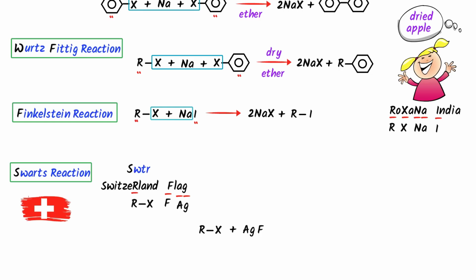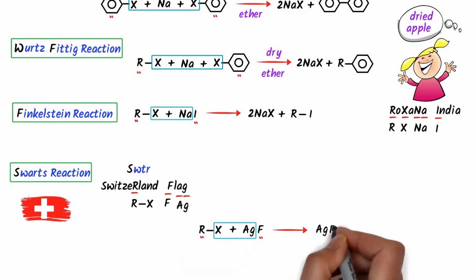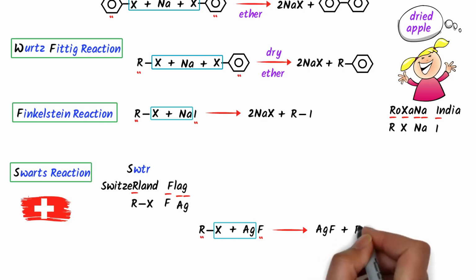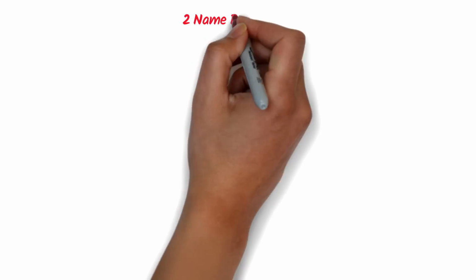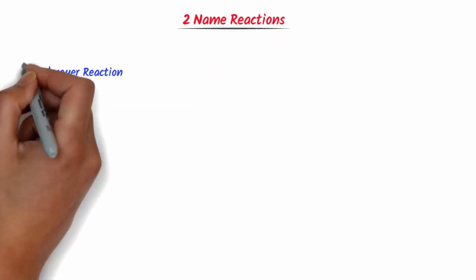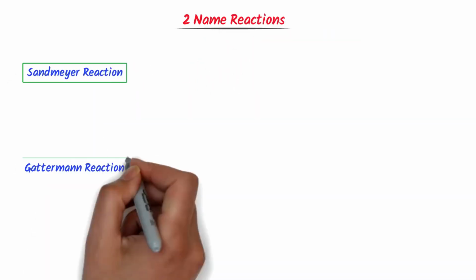We know that metal like silver reacts with halogen X to form silver halide, while this fluorine and alkyl combine together to form alkyl fluoride. So this is the Swarts reaction. Thus note down these 5 reactions which are somehow connected.